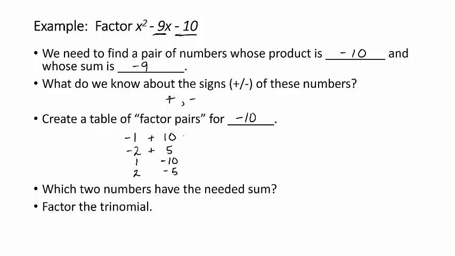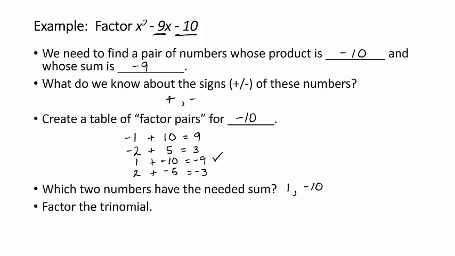So when we add these up, negative 1 plus 10 is 9. Negative 2 plus 5 is 3. 1 minus 10 is negative 9. And 2 minus 5 is negative 3. Okay, so the negative 9 one is what we want, right? Because we're looking for the sum of negative 9. So the two numbers that have that sum are 1 and negative 10.